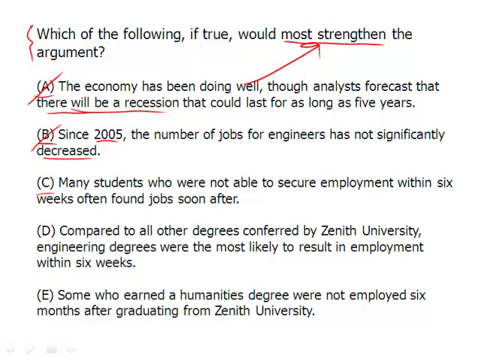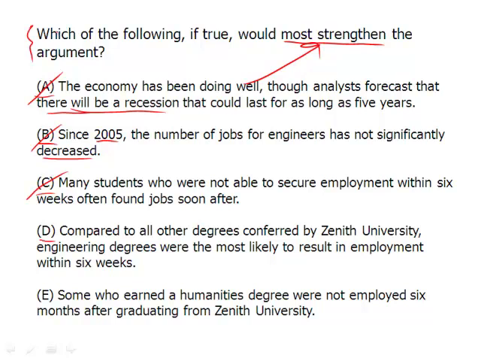C, many students who were not able to secure employment within 6 weeks often found jobs soon after. Again, this is irrelevant because we're dealing with engineering students who want to go to ZU or who are told to go to ZU if they want a job.